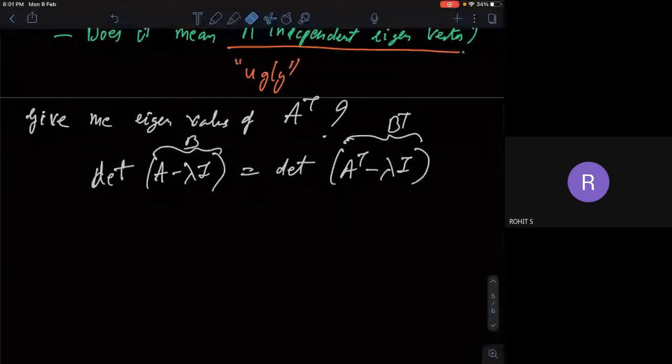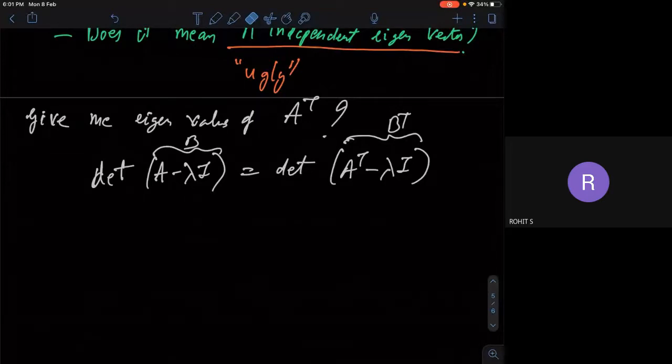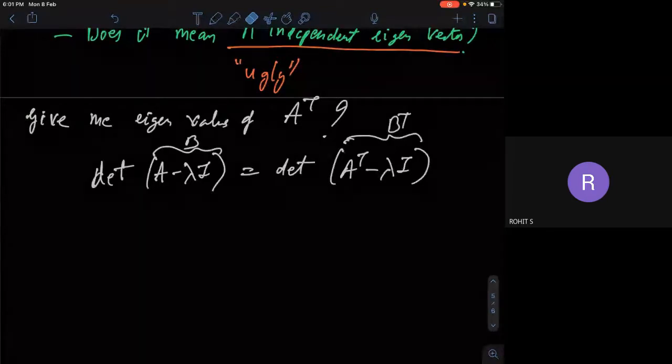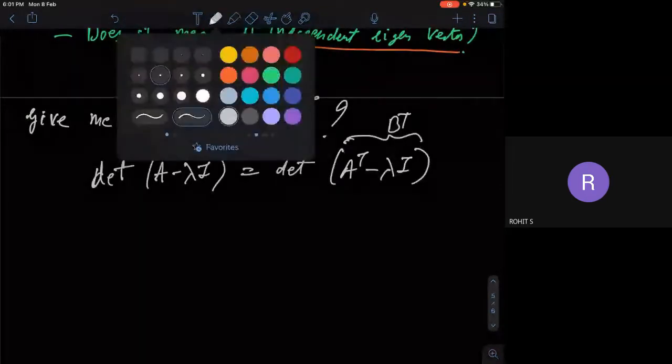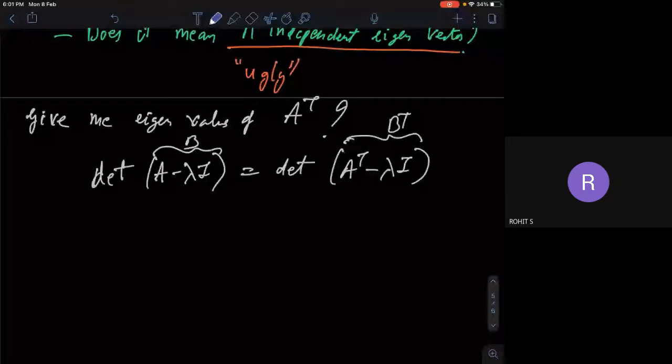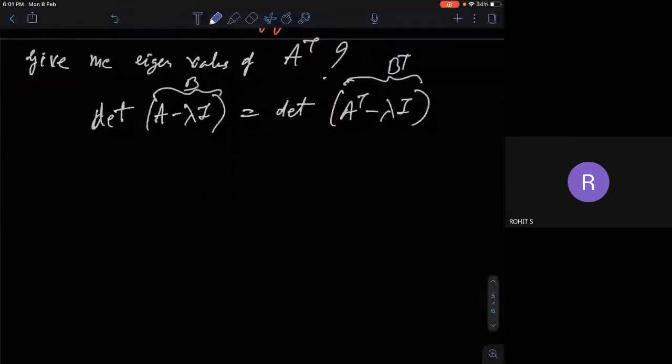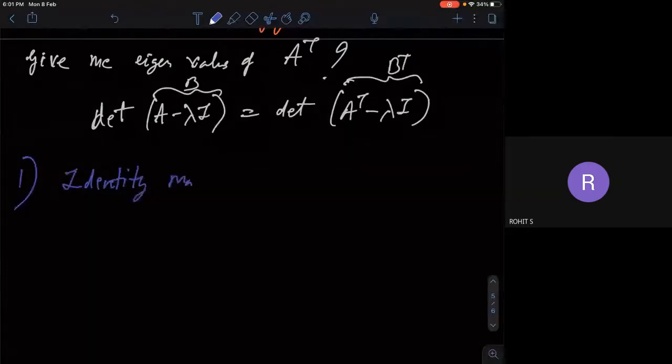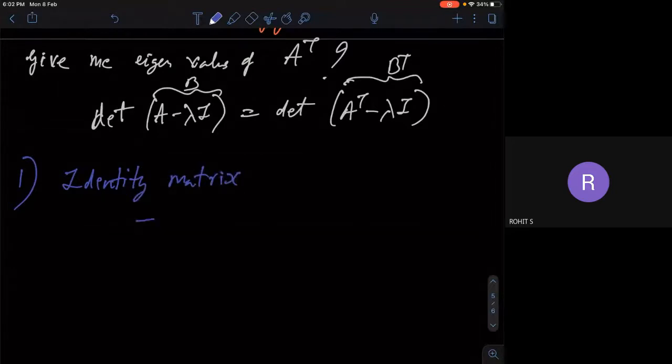But I'm not talking about the eigenvectors. Eigenvectors can be completely different, but the eigenvalues are the same. Right. Now let's look at certain example matrices. Here is an example: the identity matrix. What can you tell about its eigenvalues and eigenvectors?